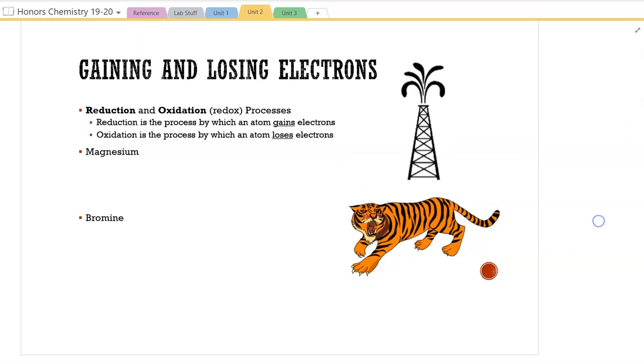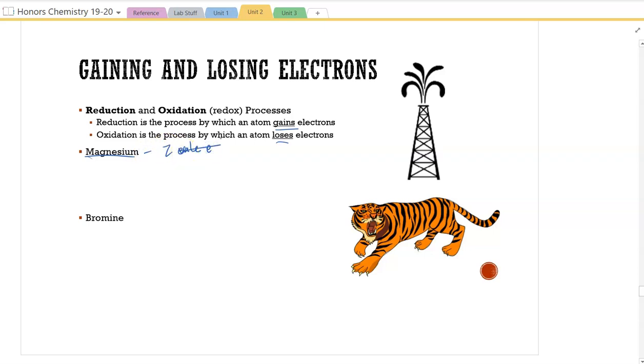So there are actually specific terms other than just calling it gaining and losing. It's something we call reduction and oxidation. Reduction is a process by which an atom gains electrons. Oxidation is a process by which an atom loses electrons. So you basically expect that these are opposite processes. So magnesium is an element that will end up having 2 valence electrons.